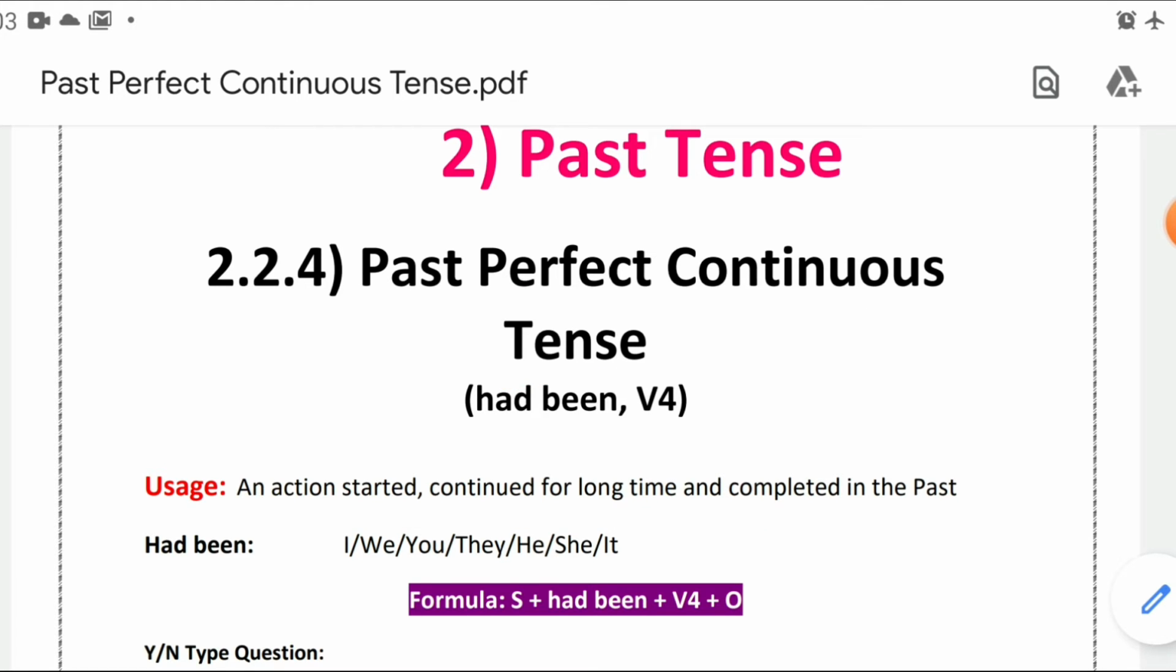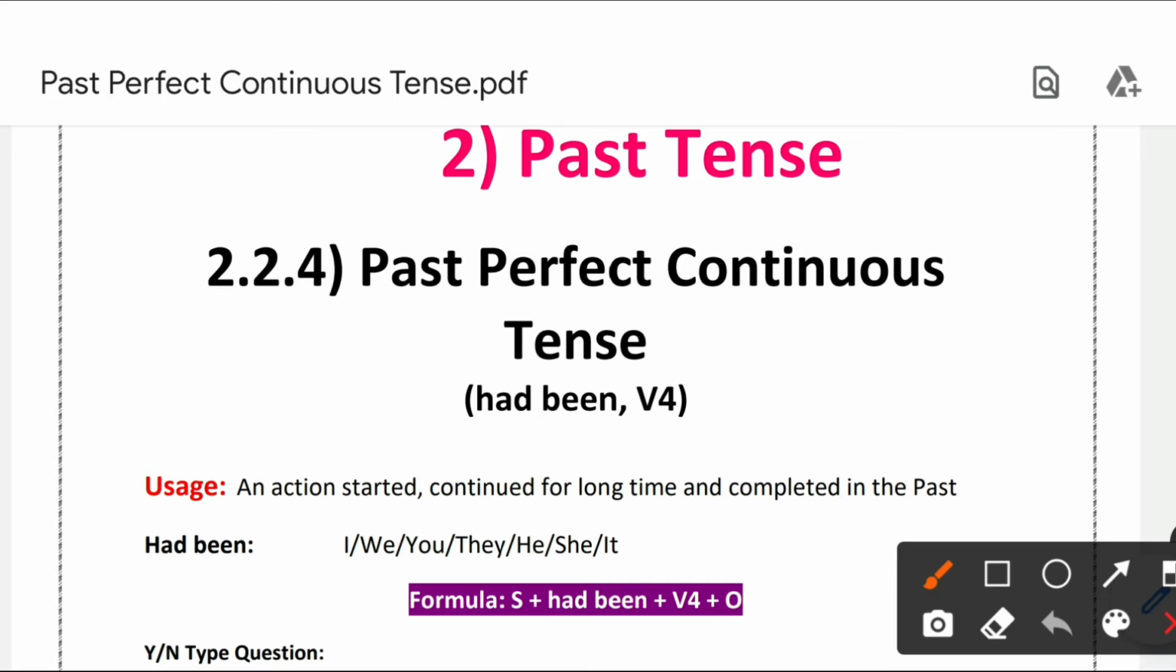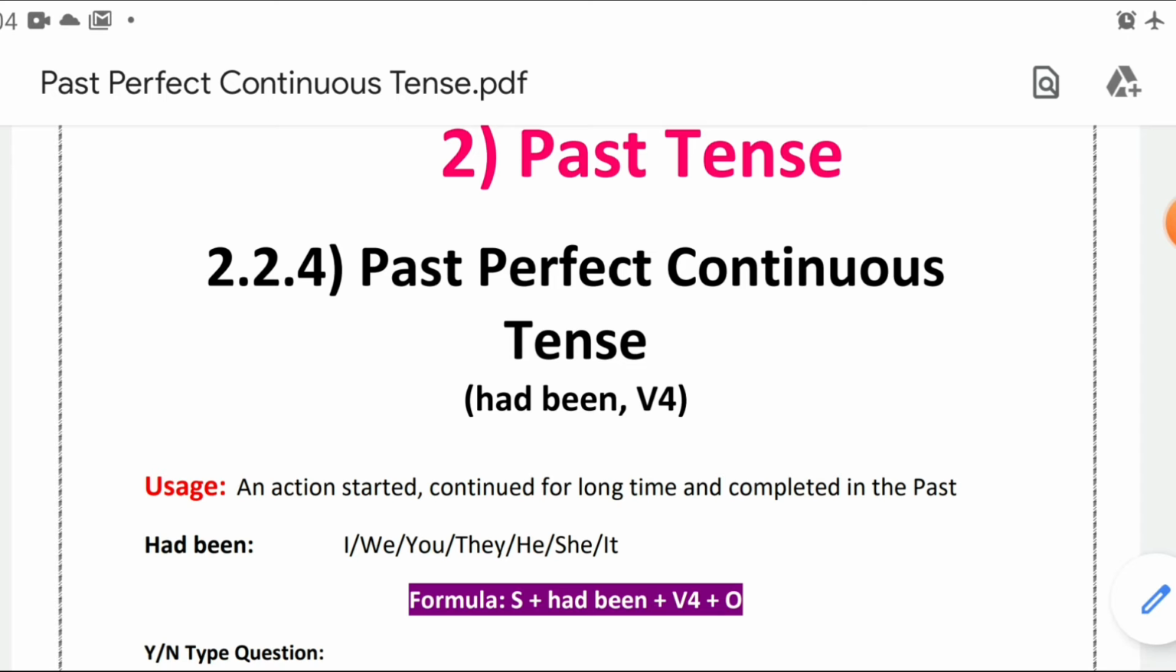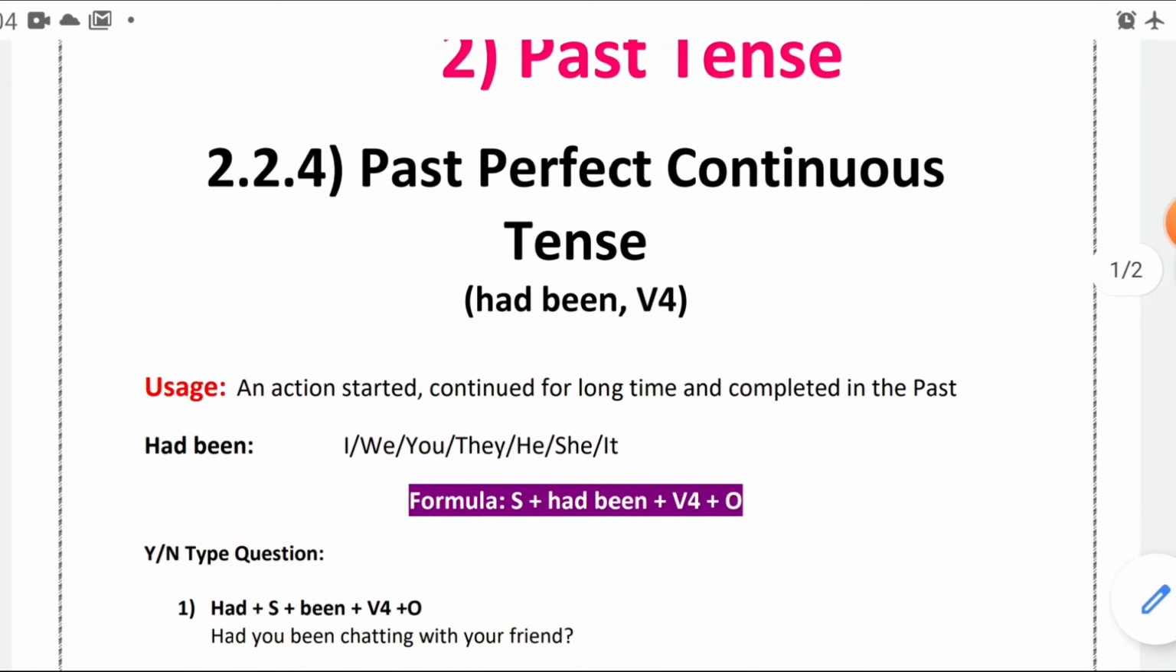Now, had been. Here let's learn when to use the helping verb. It's very easy to use the helping verb because there is only one helping verb for all subjects. These all are subjects: I, we, you, they, he, she, it. With all these subjects had been is used.